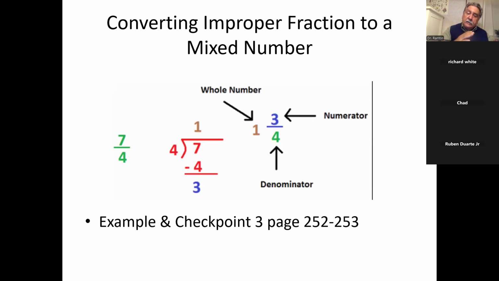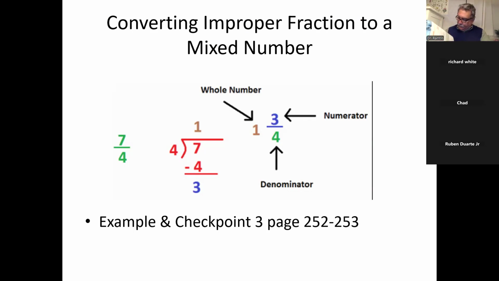The remainder becomes the numerator. The denominator remains the same. The quotient 1 becomes that integer, the whole number right here. So let's look at, for example, page 252, 253.